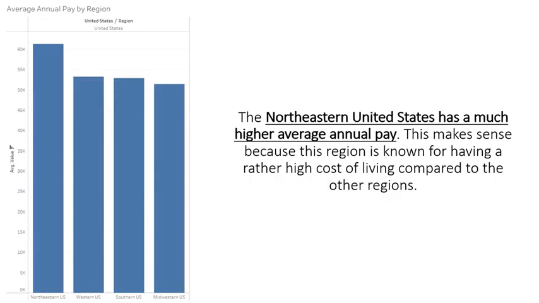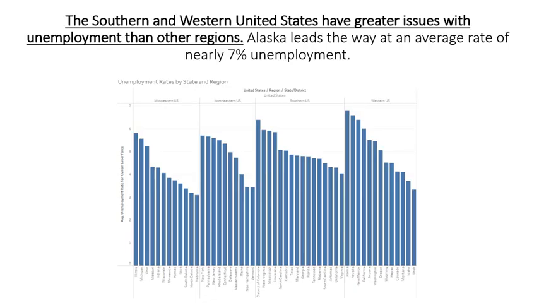In this first slide, we are taking a look at average annual pay by region. As you can see, the northeastern United States has a much higher average annual pay compared to the western, southern, and midwestern regions. In this slide, we take a look at the unemployment rates by state and region. Notice that the southern and western United States have a lot greater issues with unemployment compared to the northeastern and midwestern U.S. states. Alaska leads the way with nearly 7% unemployment.